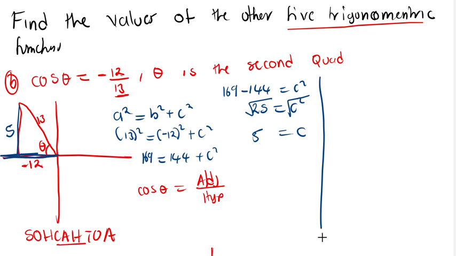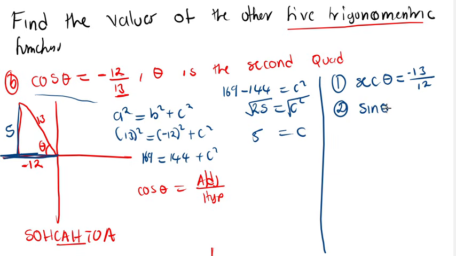You start. When you look at cos, its reciprocal is sec. So you just swap the two: 13 over 12. Then you go to sine. Sine is opposite over hypotenuse, which is 5 over 13. Then cosec, which is its reciprocal, is 13 over 5.